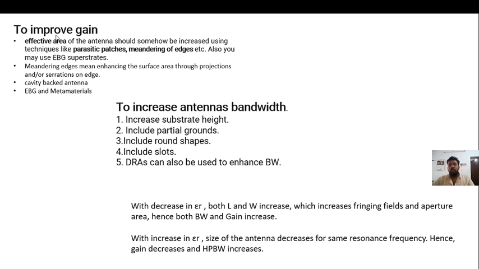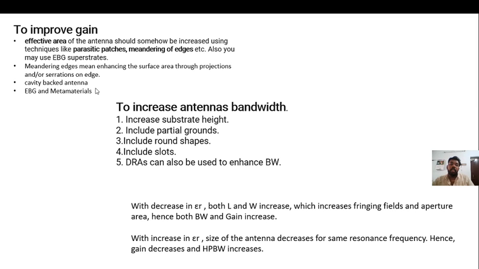So the two major important things in the microstrip antenna are to improve the gain and to improve the bandwidth. To improve the gain, some techniques have been identified. So these are already available in the literature. I just give an insight to you. To improve the gain, the effective area of the antenna should be increased. This effective area can be increased with the help of parasitic patches and meandering of the edges, and we can also use EBG structures, electromagnetic band gap structures. So this meandering will enhance the surface area through projection and serration on the edges.